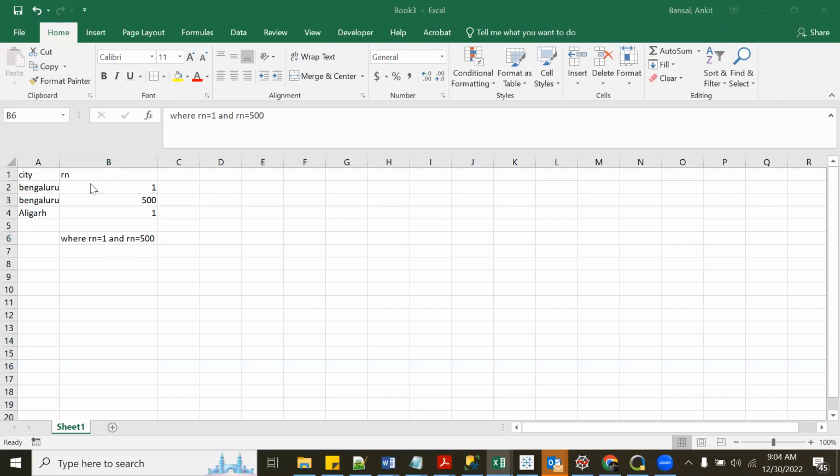So this is very fundamental to where clause, that where clause runs row by row.